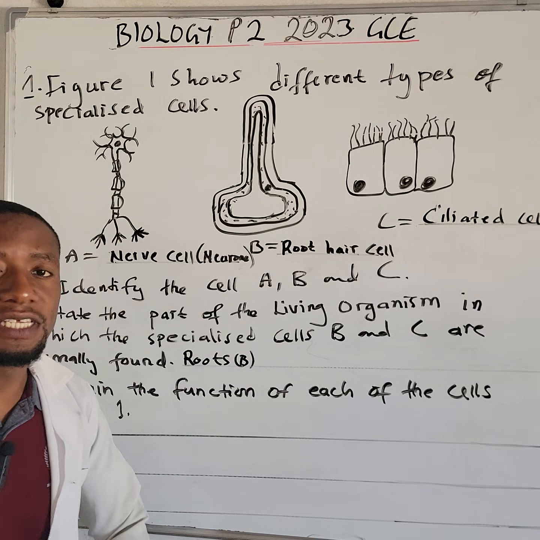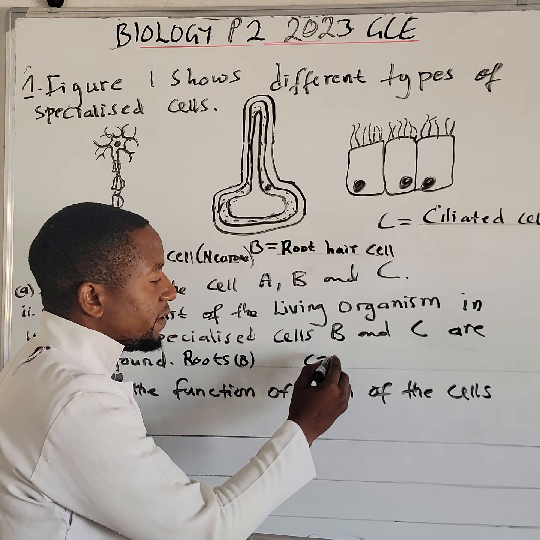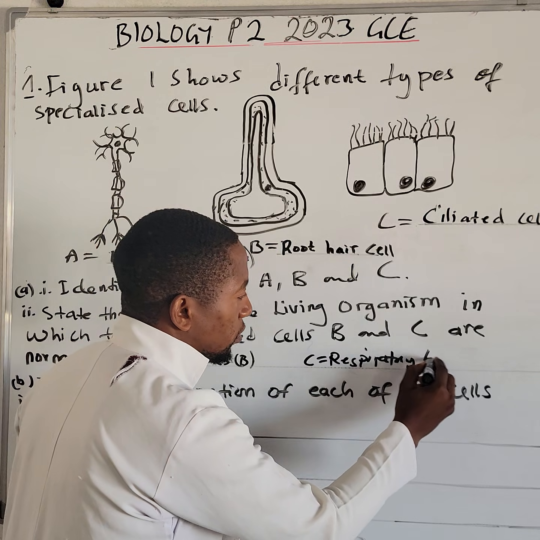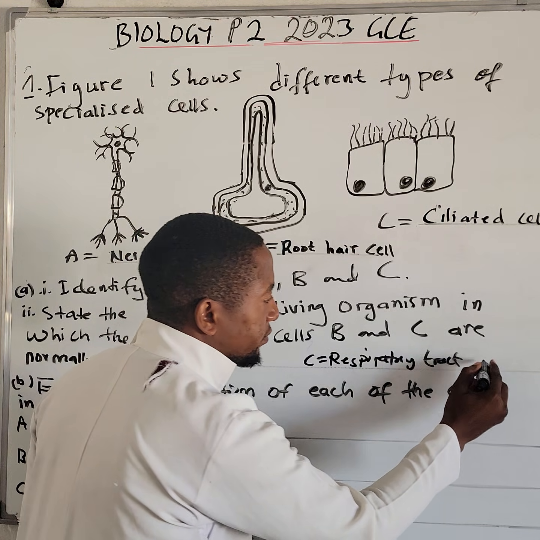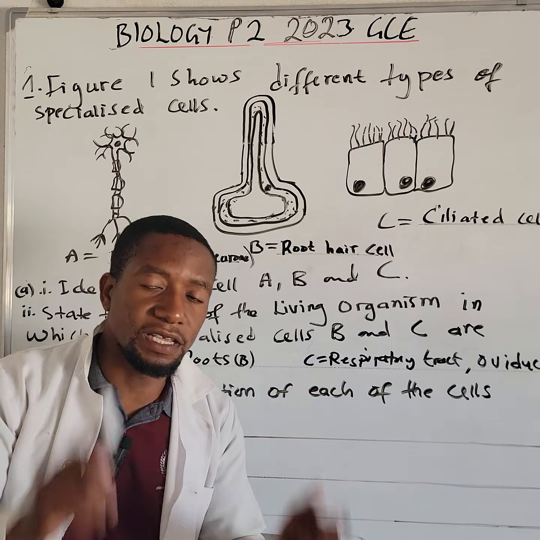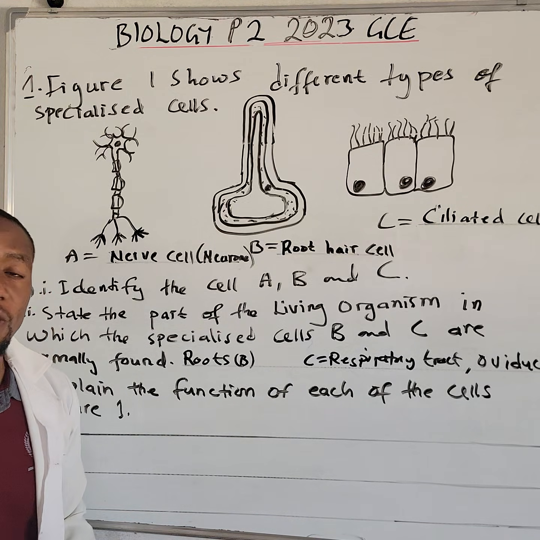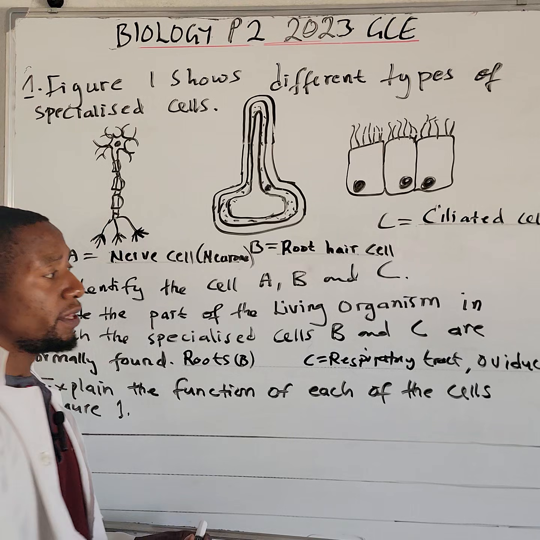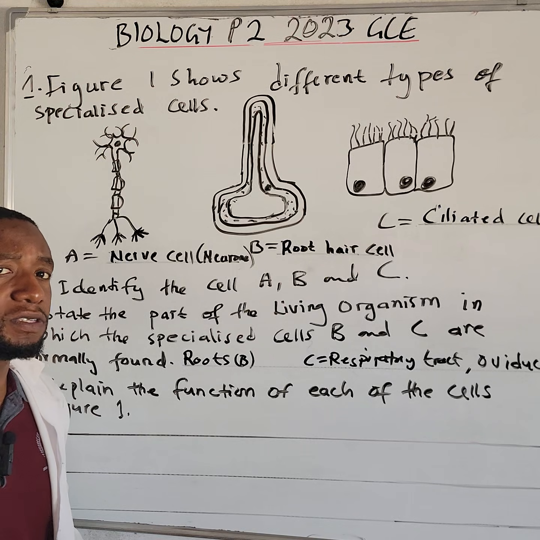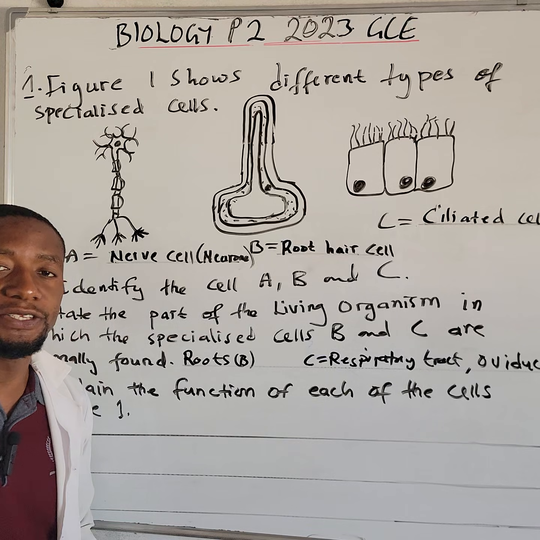Cell C, we said it is a ciliated cell. First of all, it is found in the respiratory tract, where it traps dust and bacteria. Then also it is found in the oviduct in females. The other term that we can use here is the fallopian tube.